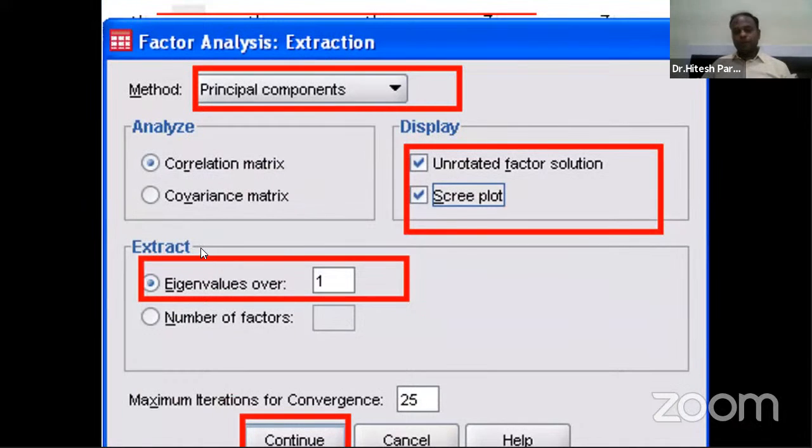Which method will we utilize? We will utilize the method eigenvalues over 1.